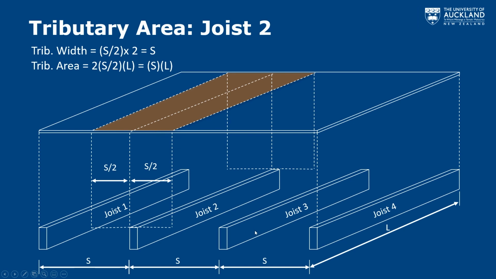And analogous, because this is a symmetric little structure here, joist 4 will have the same tributary area as joist 1, and joist 3 will have the same tributary area as joist 2. Now that's for our plywood and our joists.